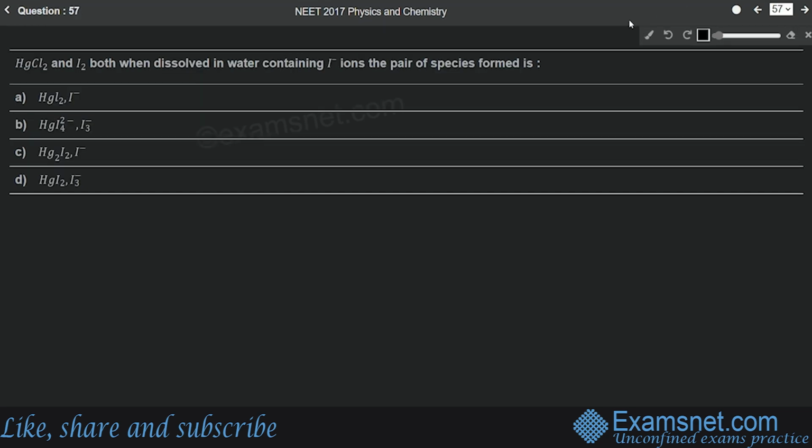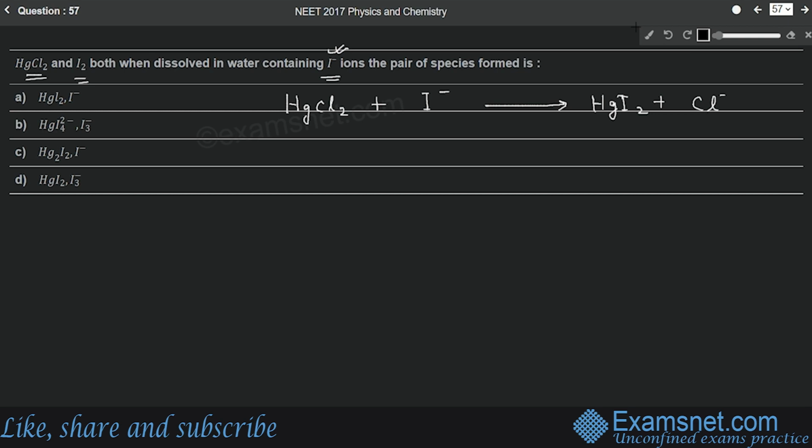Now question number 57 is related to D and F block elements, and the question is: HgCl2 and I2, both when dissolved in water containing iodide ions, the pair of species formed is. Okay, so let's see one by one. First one is HgCl2. Okay, now it will react with iodide ion present in water. Okay, so iodide ion, that is I minus. So let's see what is formed here. It will form HgI2 plus Cl minus.